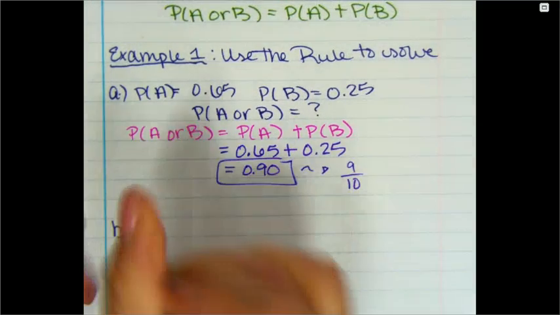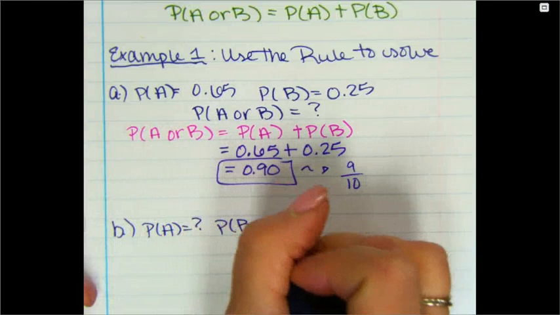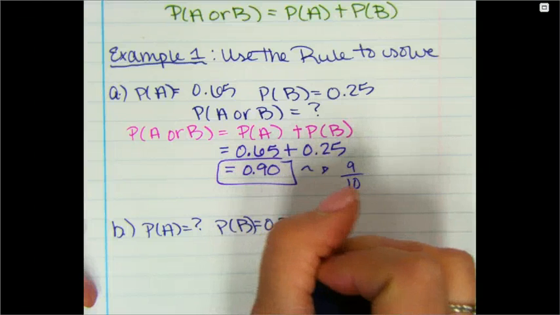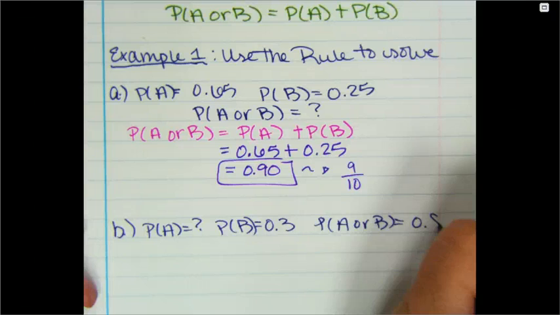Second example, you're going to do by yourself. The probability of A is something. The probability of B is 0.3. The probability of A or B, this is what you had to do the other day, is 0.8.